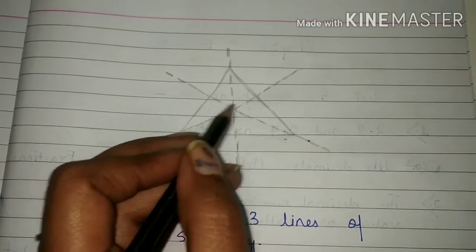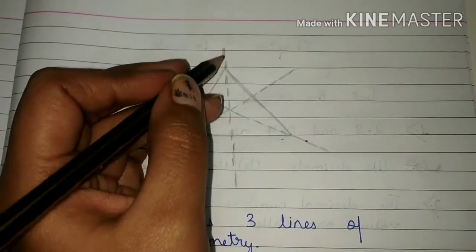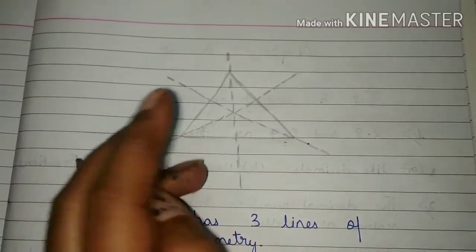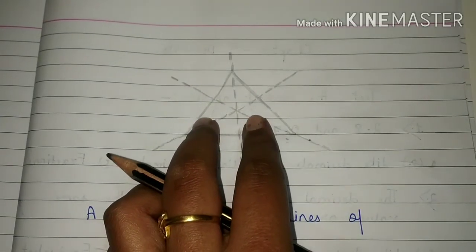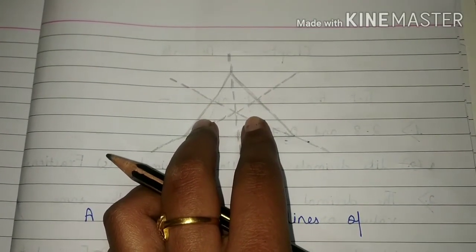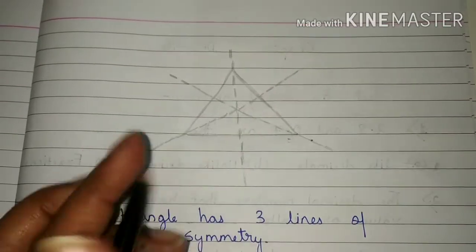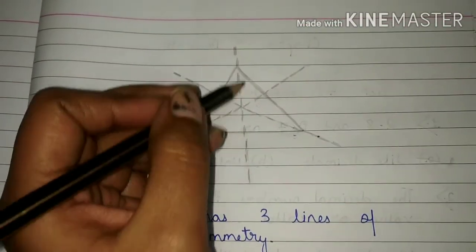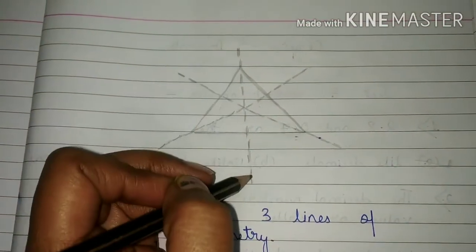Why are they overlapping each other? Because this line divides the figure into two equal parts of same shape and size. So this line is known as line of symmetry.